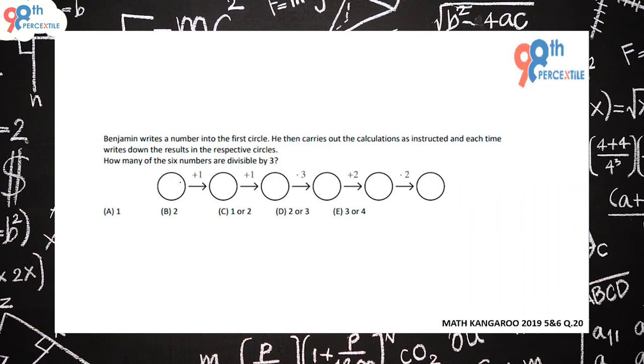So we can see that there are 5 circles that are given and the instructions are also given here. The question asked is, how many of them are divisible by 3? Is it A, 1; B, 2; C, 1 or 2; D, 2 or 3; and E, 3 or 4? Let's see the problem.